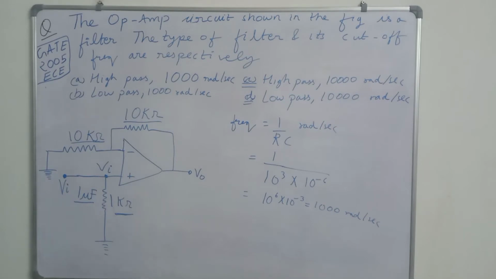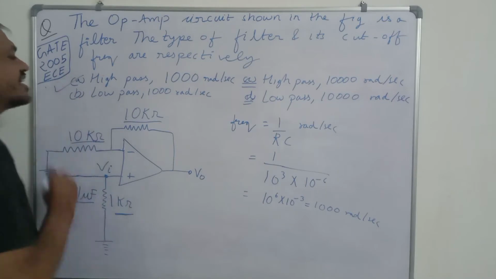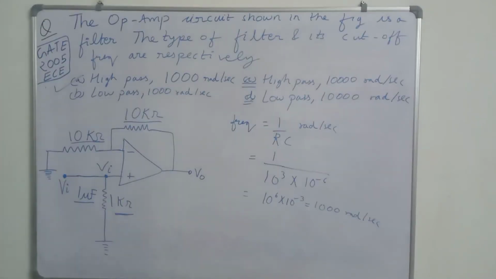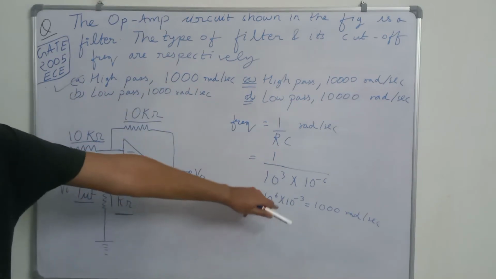So at low frequency the op amp output was 0. At high frequency the op amp output was maximum. So this is a high pass filter with cutoff frequency 1000 radian per second, because at low frequency output was 0 and at high frequency the op amp was providing maximum gain.